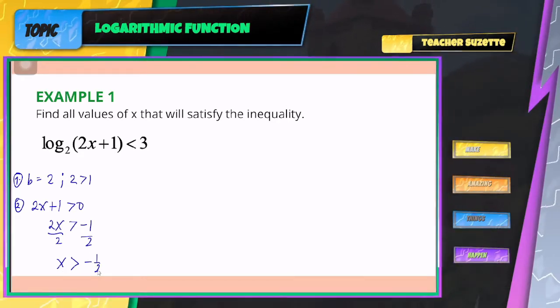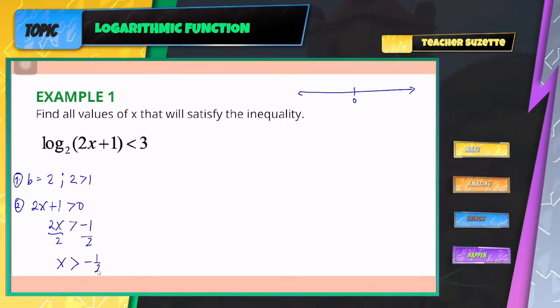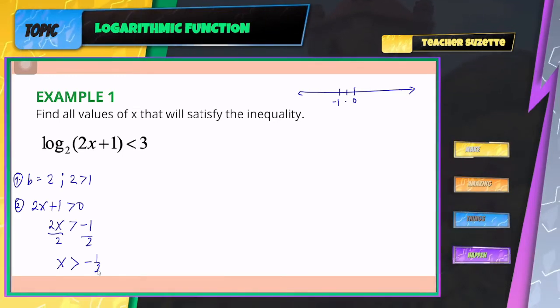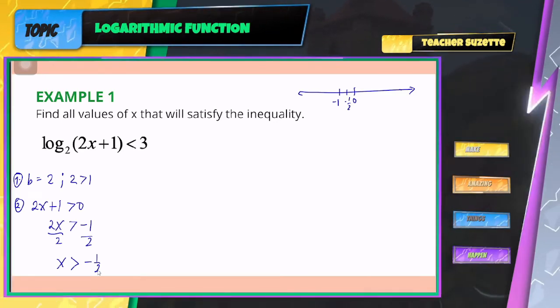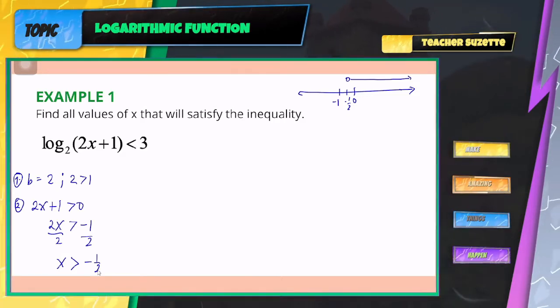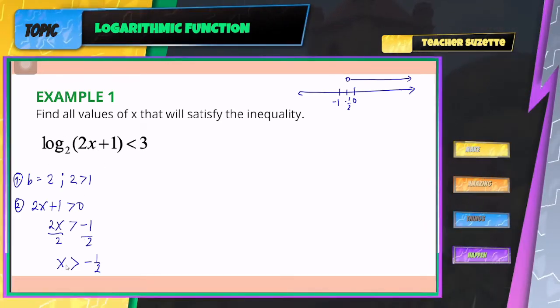1/2. If we have our number line, to better visualize it, this is our center, 0, then 1, negative 1. Here, at negative 0.5 or 1/2, from here going to positive infinity will be the solution, or the values of x that would make this logarithmic expression defined. So this is what we consider when we solve for x.